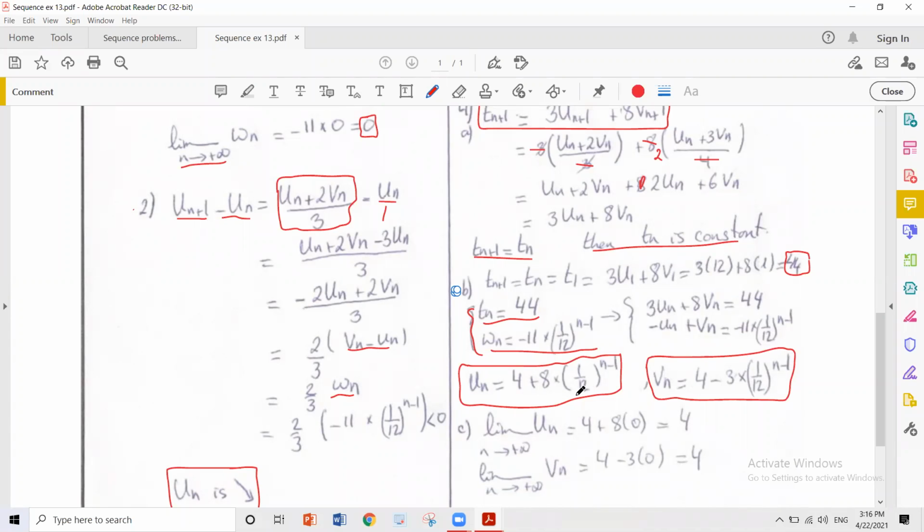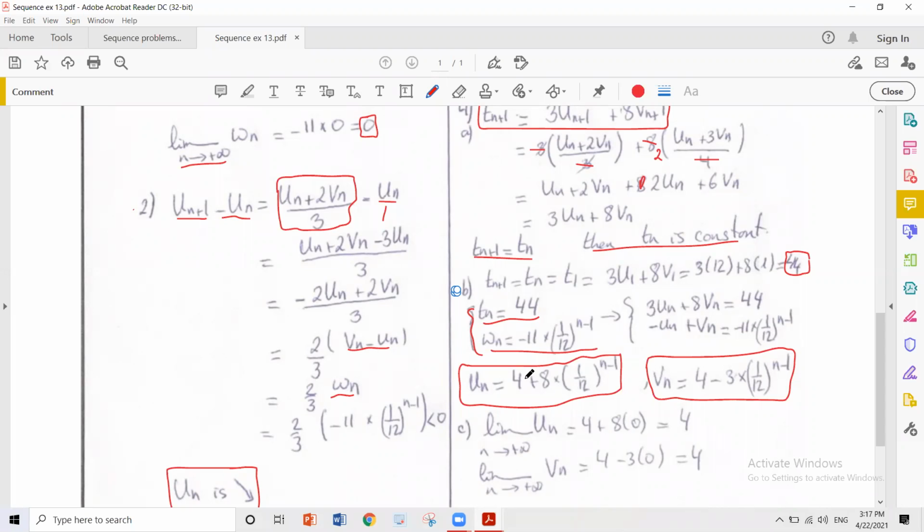Professor, what happened here? Tn is constant. Tn plus 1 equals Tn equals T1. It could be T2, T3, T4, whichever you want. But I put T1 because I can calculate T1, since we have U1 and V1. If we had U2 and V2, we would have said equal to T2.